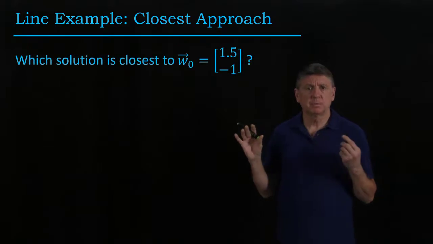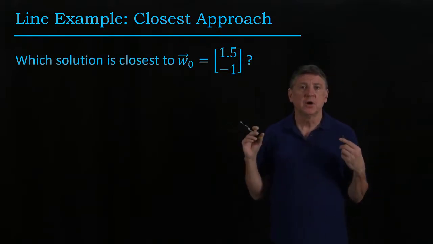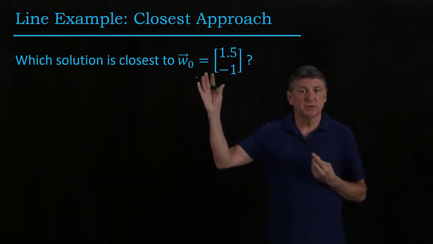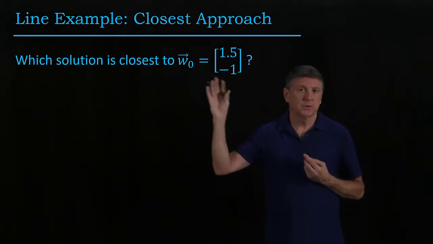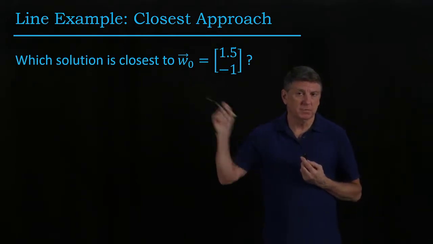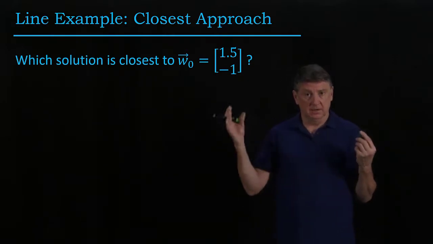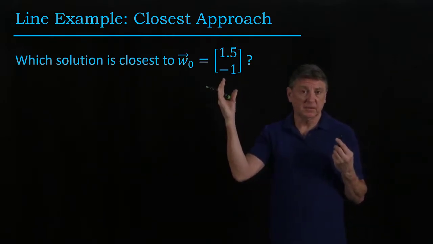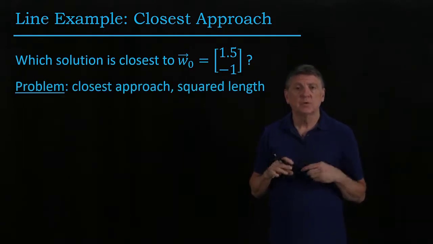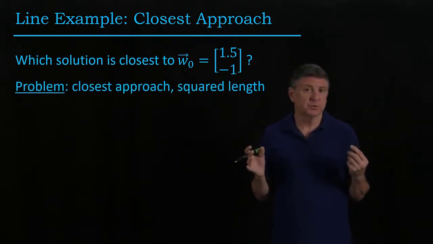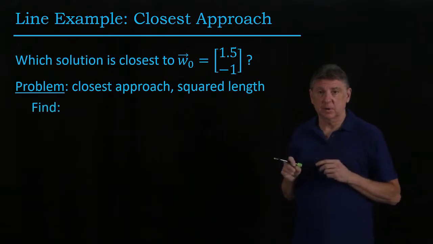So suppose that what the user says is, what solution is closest to a given point? Here they're giving us the point W0, and what we want to do is find what point on the line is closest to this given point. So we'll refer to this as a closest approach problem with a squared length requirement.